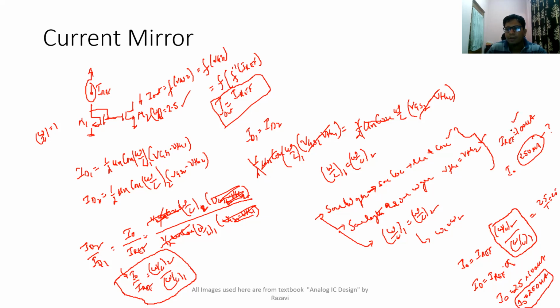In other words, what we are trying to say is, with a single golden reference, you can derive any current you want just by choosing appropriate ratios of the M1 and M2 transistors in this current mirror. So your copy current circuit can not only copy the same current, it can also scale the current and copy it wherever you want. So that is what the current mirror is. Is it understood?